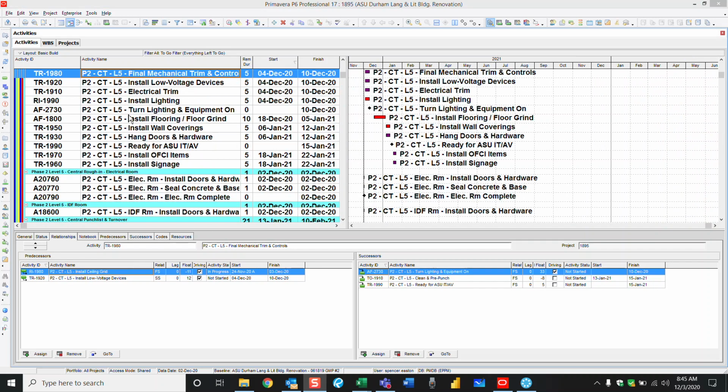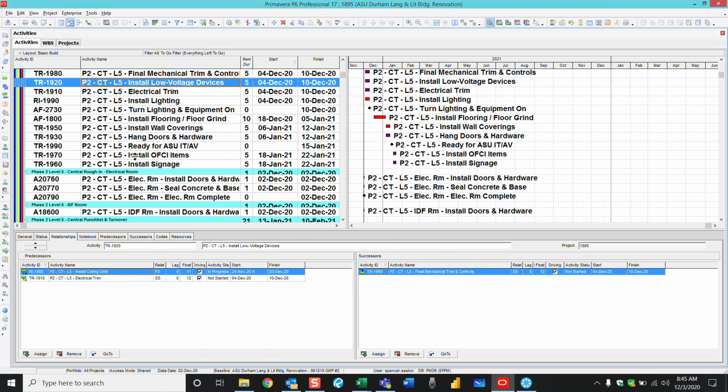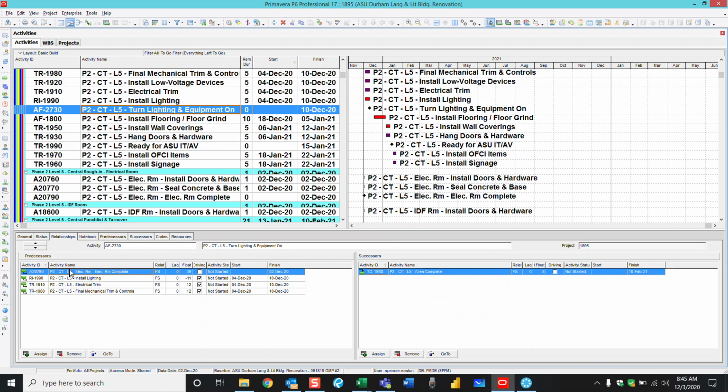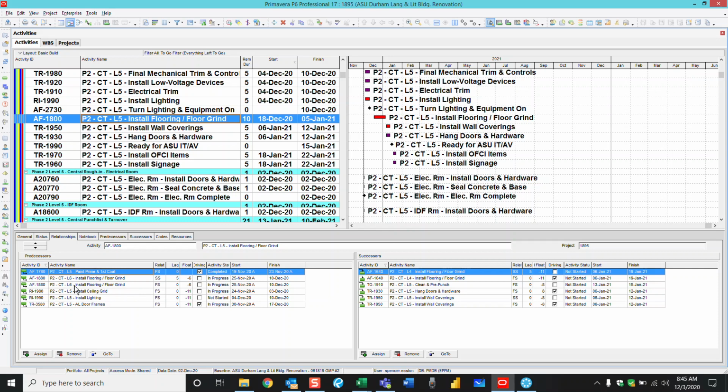Now here's a lean improvement. I've put the area first and then the activity second. So if you come down here and start scrolling down, what you see is you can actually just keep your eyeballs right here. It says phase two, CT level five. If I'm looking for different levels, boom, you see it really quick and easy.